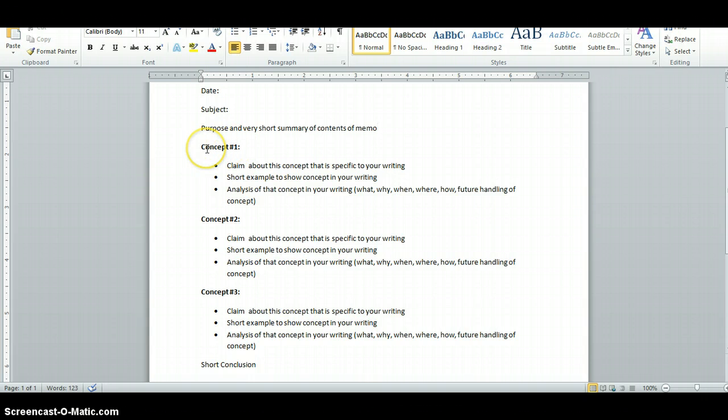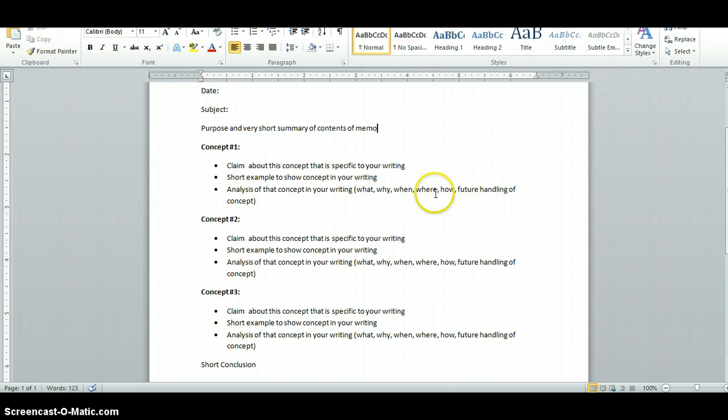What I would do if I were tackling this assignment is I would clearly write out concept number 1, like wordiness. Then I would make a claim about the concept as specific to your writing. I discovered in my writing that I use excess words at the beginning of sentences, or something like that. I would have a short example to show the concept, how it has been working in your form of writing. And then I would do a very clear and complete analysis of that concept in your writing. What's going on with that concept in your writing? Why do you use it? When do you use it? Where? How? And your future handling of the concept.